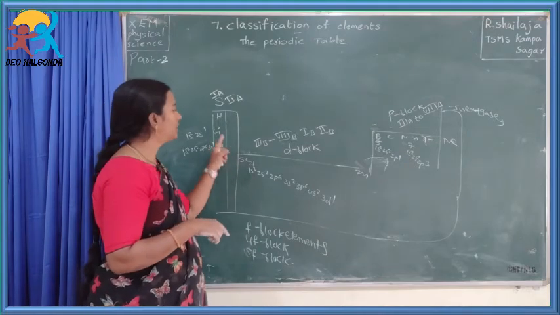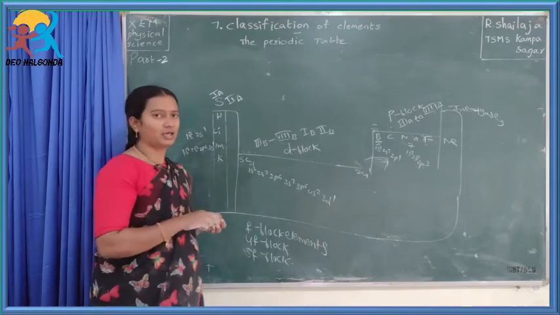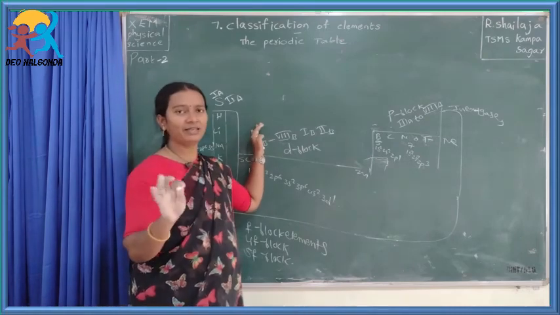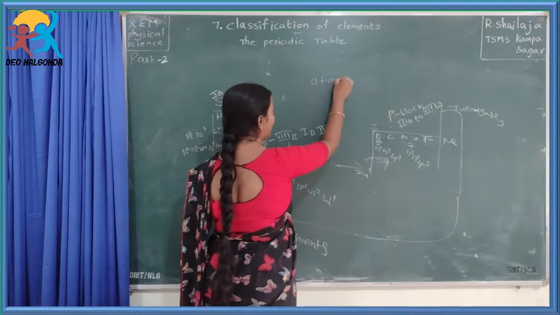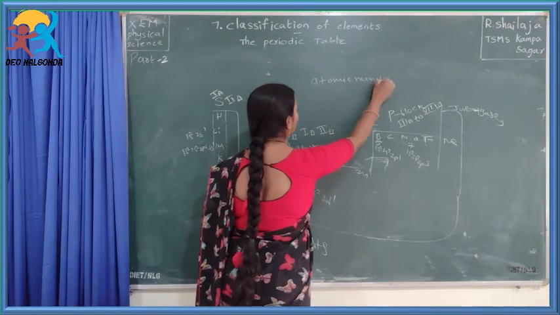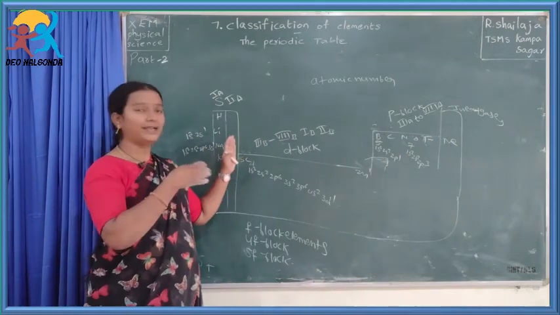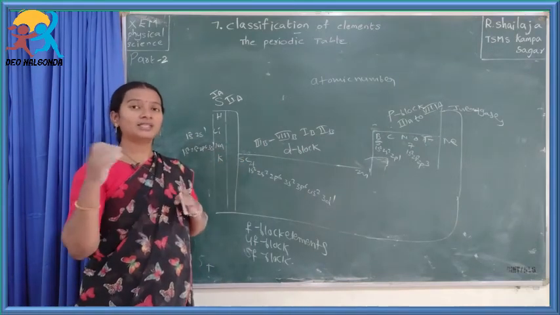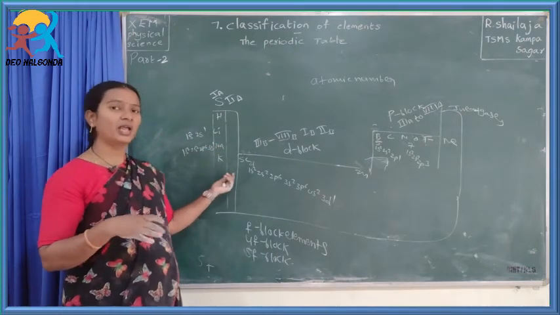As for groups, they are the S block, P block, D block and F block. If any element is given and you know its atomic number, write its electronic configuration. If the last electron is entering the s orbital, then it is either the first A or second A group.